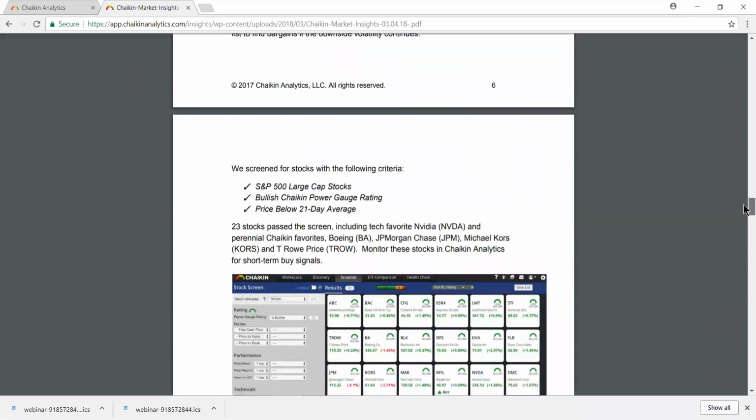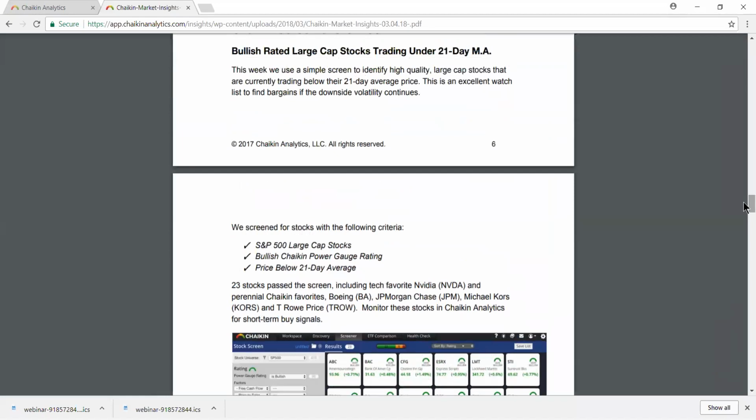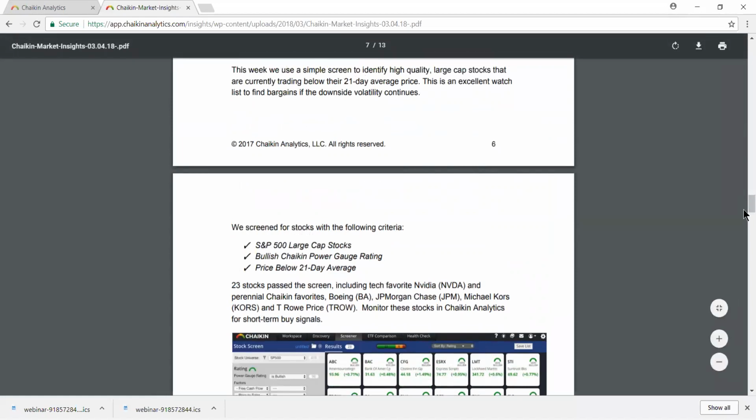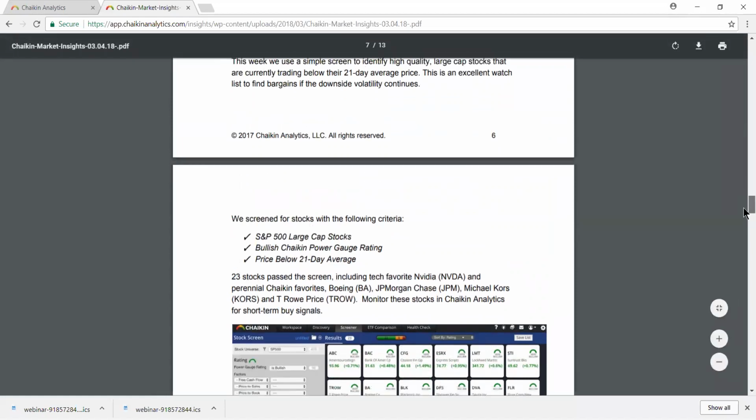Okay, so what Mark is saying is he's using a screener to identify high-quality large-cap stocks that are currently trading below their 21-day average price, which means they're kind of on sale right now. This is an excellent watch list to find bargains if the downside volatility continues. Terrific.